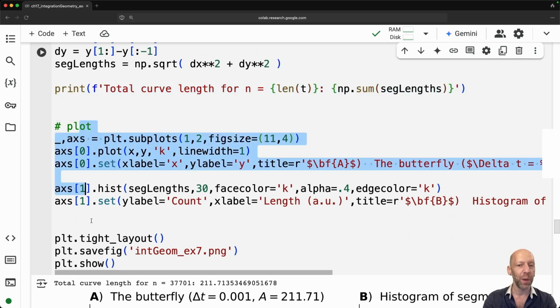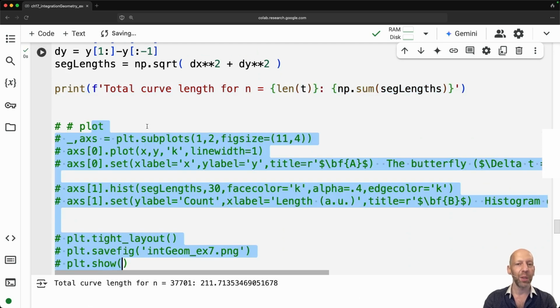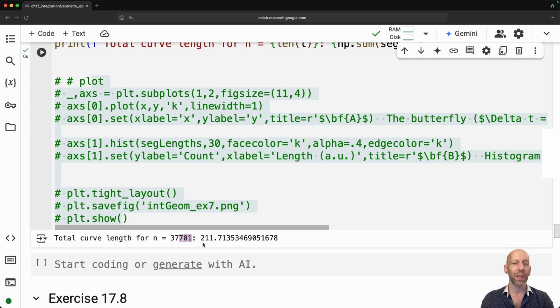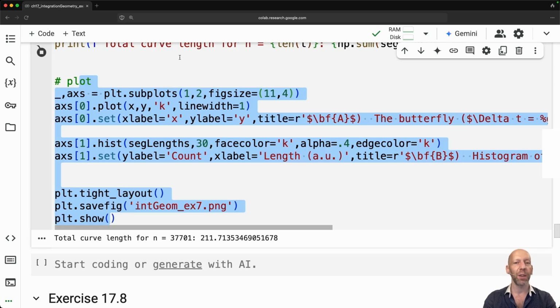Before I do this plot, let me just show you what that prints out. With a delta t of 0.001 and the two bounds from 0 to 12 pi, that ends up being 37,000, so almost 38,000 individual points, discretizations that we use to create this function. And that gives us a total curve length of 211 units. Okay, so then we can generate the plot.